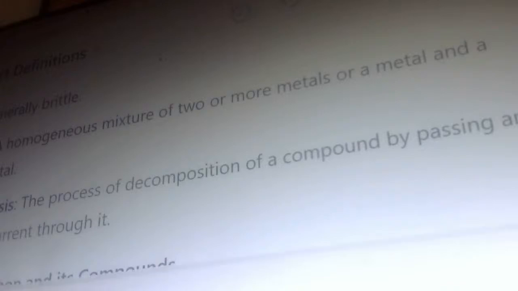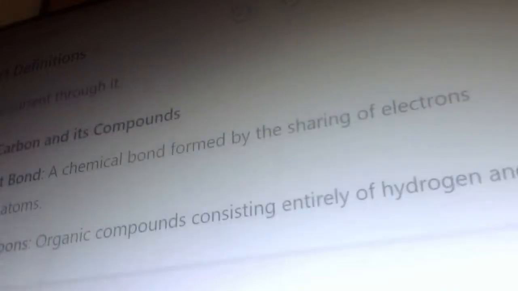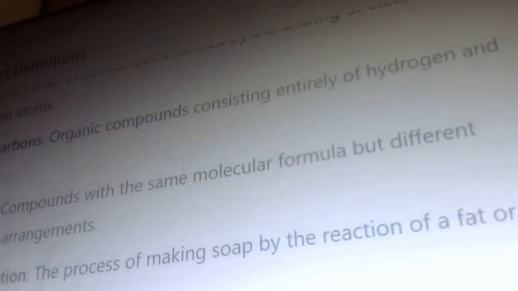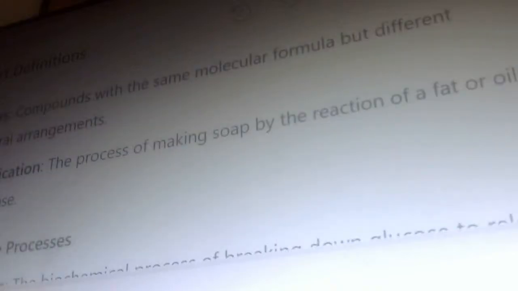Electrolysis, decomposition of a compound by passing electricity. Covalent bond, sharing of electrons. Hydrocarbons, organic compounds with only hydrogen and carbon in them. Isomers: compounds with the same molecular formula but different structure. Saponification is the reaction of fat or oil with a base.